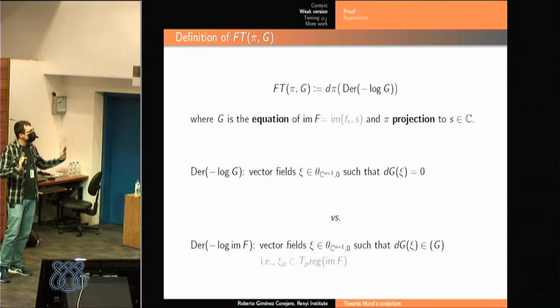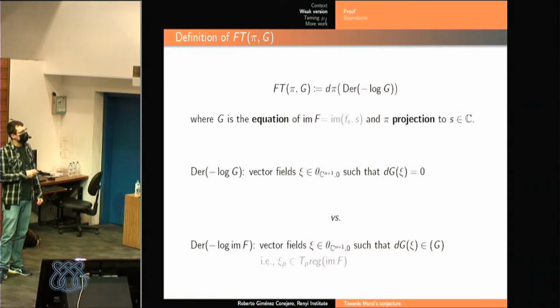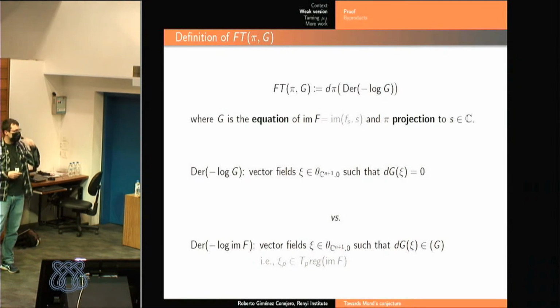So first of all, the log of G is just the module of vector fields that makes zero the differential of the equation. If you were thinking about the log of a set, like Saito did, then this is the set, you would take the vector fields such that the evaluation of the differential is inside the ideal of the equation. This is equivalent to saying that the vector fields are tangent to the regular part of your variety, your set. And in this case, this is exactly the same as, okay, disregard the zero fiber of the equation.